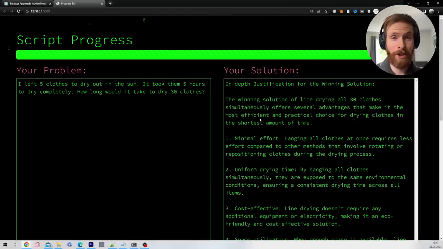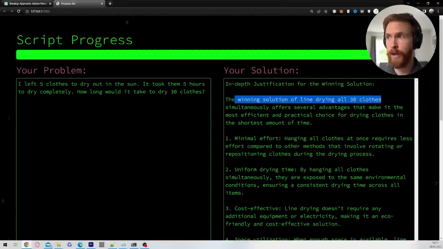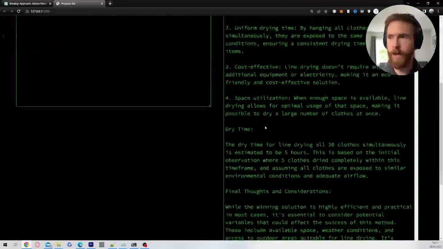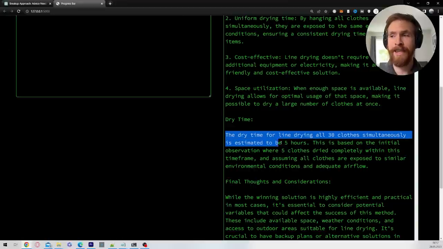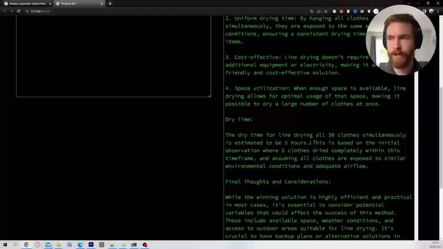Okay, so we got the results back, and this is looking quite good. So let's take a deeper look here. In the justification for the winning solution, drying all 30 clothes simultaneously. Yes, that is exactly what I was looking for. The dry time, let's take a look at that. So the dry time for line drying all 30 clothes simultaneously is estimated to be 5 hours. Perfect. That is the answer.